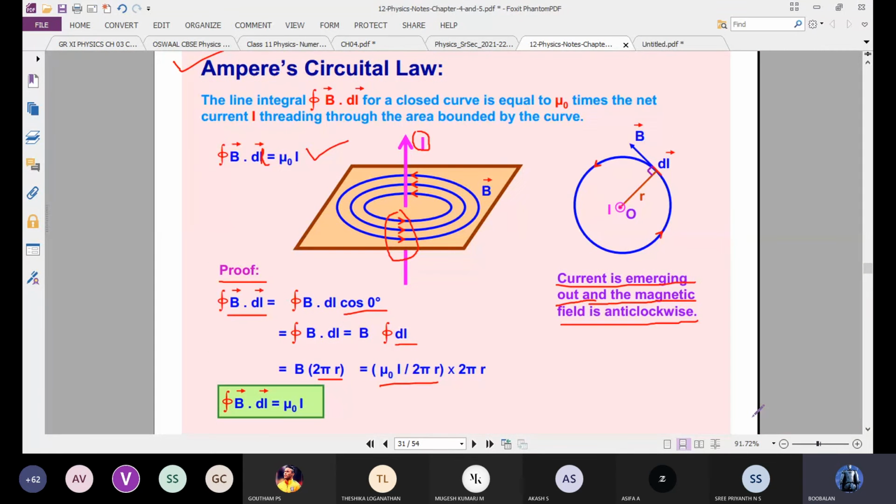Please note it now. Ampere's circuital law. The diagram is also important. You must draw the diagram also. Please take a note.